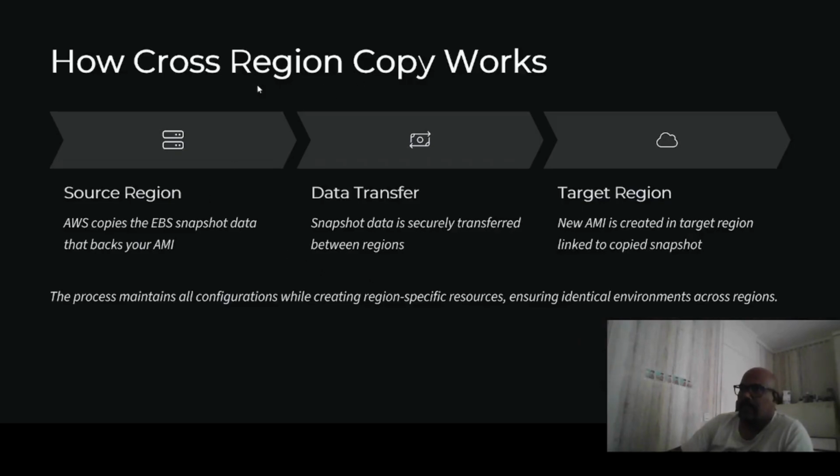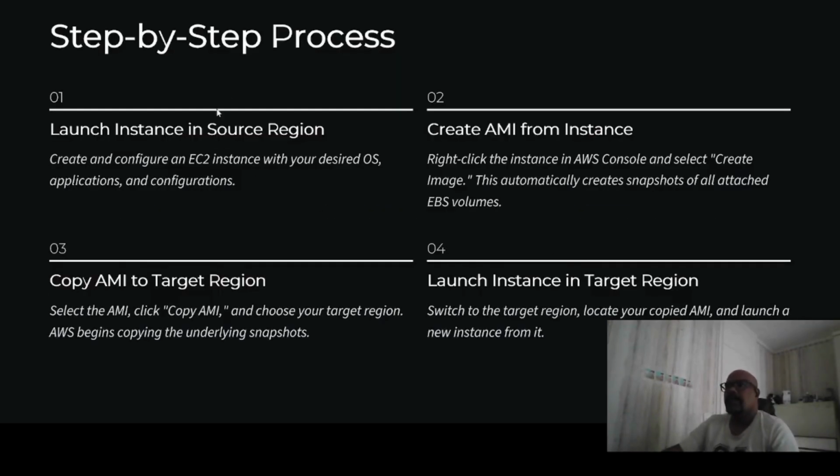How will the cross-region copy work? We have to launch an instance in the source region, create an AMI image, and then copy the image, and in the target region we will launch the image. These are the step-by-step procedures. First, we need to launch the instance in the source region, for example North Virginia, then copy the AMI image to the target region.